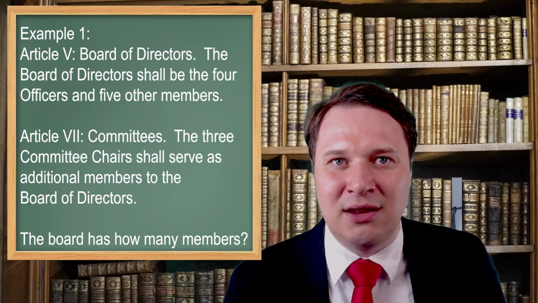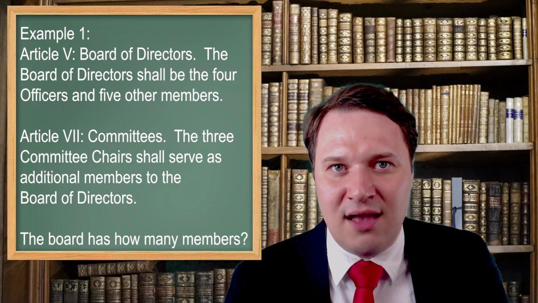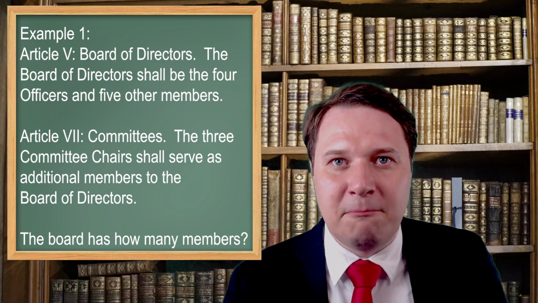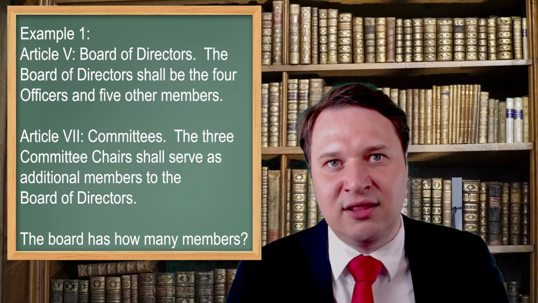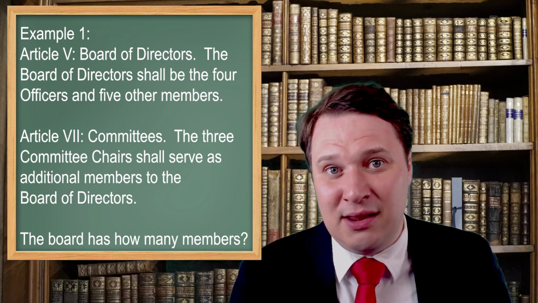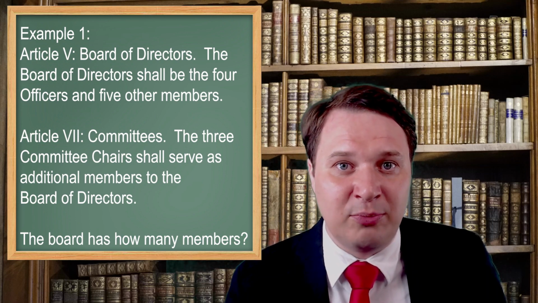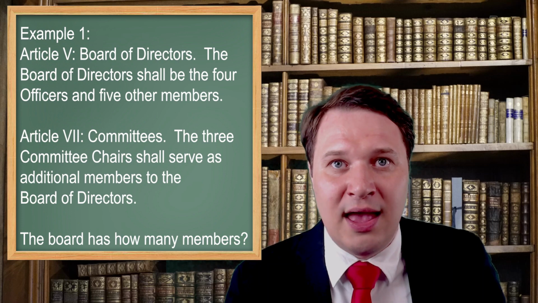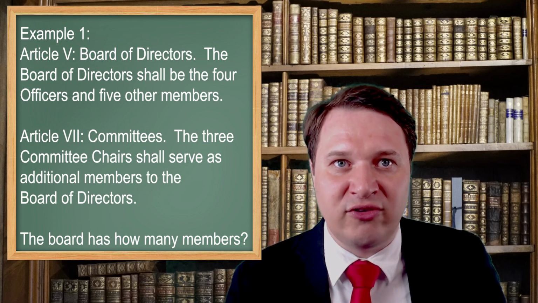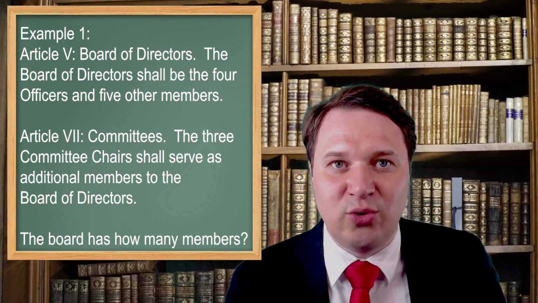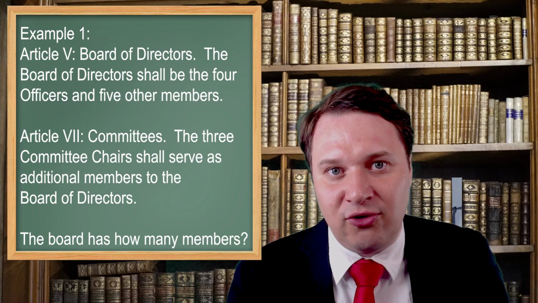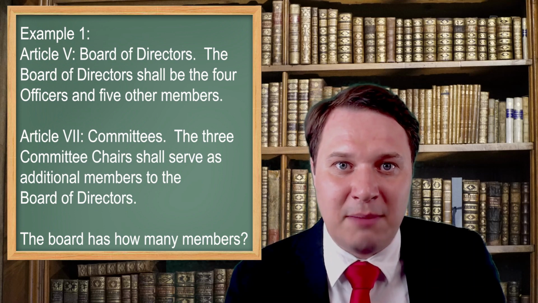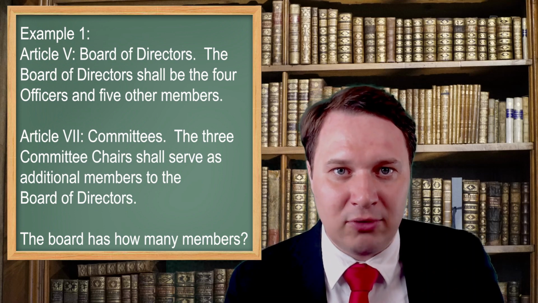So in my opinion, the second sentence, these 3 additional members must fall under those 5 other members that are listed in the first sentence. And so in my opinion, the answer to this question is that the Board of Directors has 9 members, because that first sentence is so clear. The Board of Directors shall be the 4 officers and 5 other members. If we were to interpret the second sentence in its entirety, then that would render absurd the first sentence, which says that there's 9 members, and now all of a sudden there's 12 members.